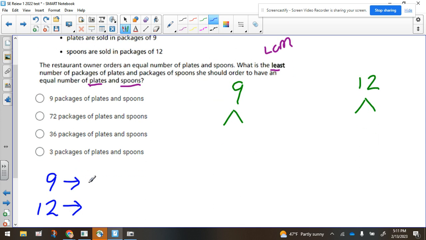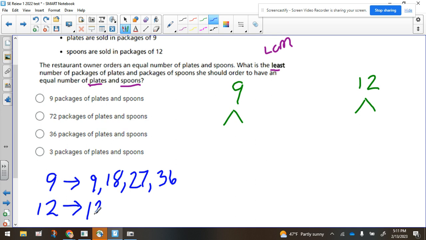So when we think about multiples of 9, 9 times 1 is 9. 9 times 2 is 18. 9 times 3 is 27. 9 times 4 is 36. And we could keep going. Then you would think about your multiples of 12.